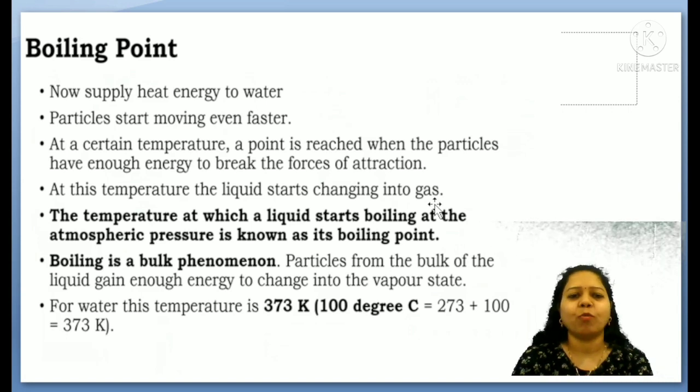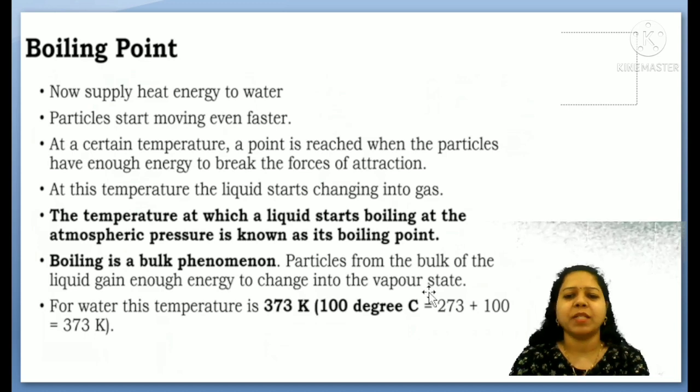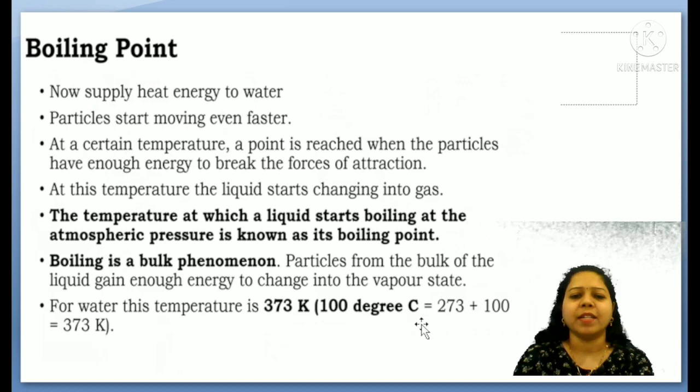Now we'll see the definition of boiling point. The temperature at which a liquid starts to boil at atmospheric pressure is known as its boiling point. Boiling is a bulk phenomenon. Particles from the bulk of the liquid gain enough energy to change into the vapor state. For water, this temperature is 373 Kelvin, which is equal to 100 degree Celsius.